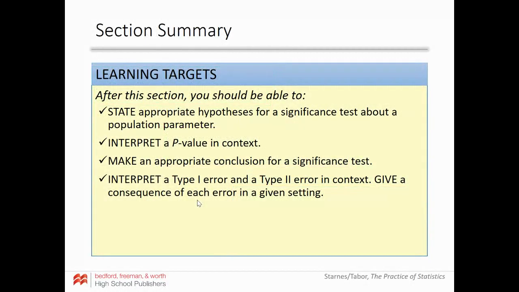And that is basically it for today for 9.1. So you should be able to state the appropriate hypotheses for a significance test, interpret a p-value in context, and make a conclusion about it: if I reject or fail to reject, what does that mean? And then interpret type 1 and type 2 error and give a consequence of each, depending on the setting.